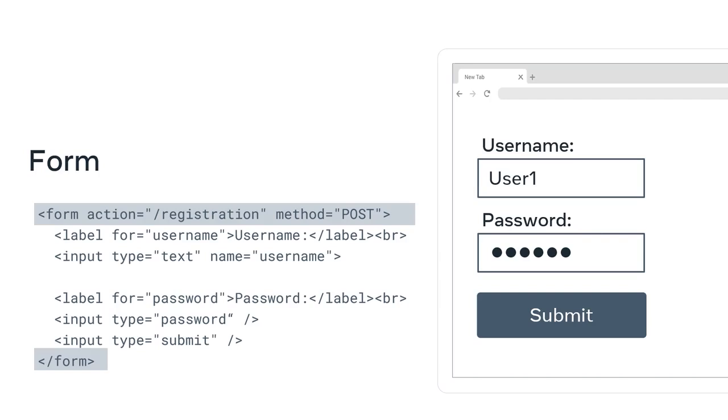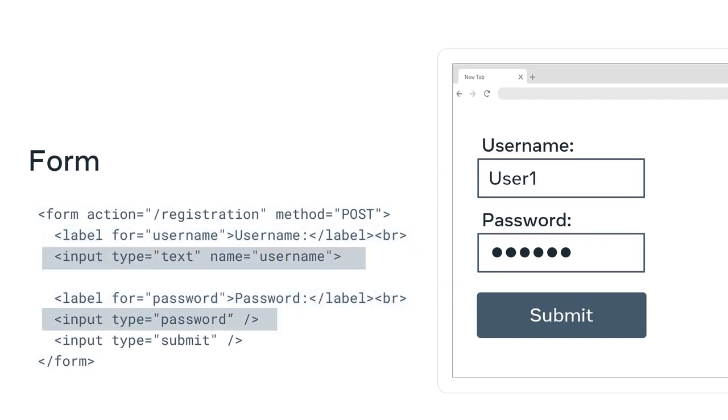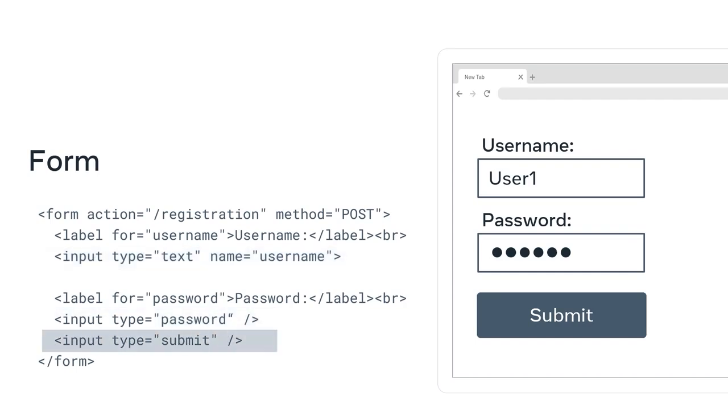should be used. You can create labels for input types with the label tag. You use the text input type for a text input like a username. For a password, you use the password input type. To add a submit button to a form, you use the submit input type.